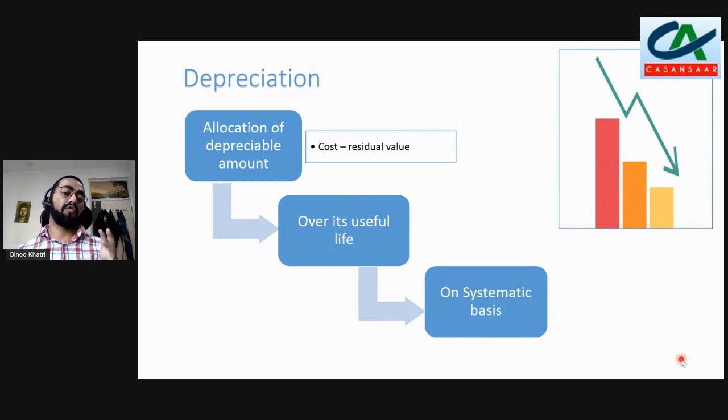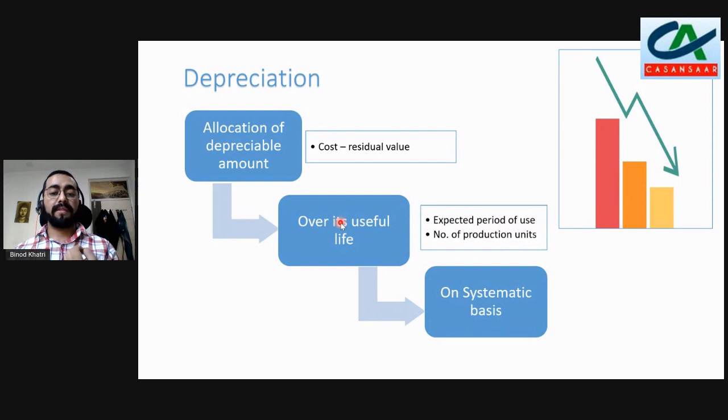And depreciable amount would be the difference between cost minus residual value. The amount that will be realized after the end of useful life of that asset is a residual value. So in this example, 30,000 was cost and 10,000 is the residual value or scrap value. Then depreciable amount is 20,000. Depreciable amount will be 20,000, and over its useful life.